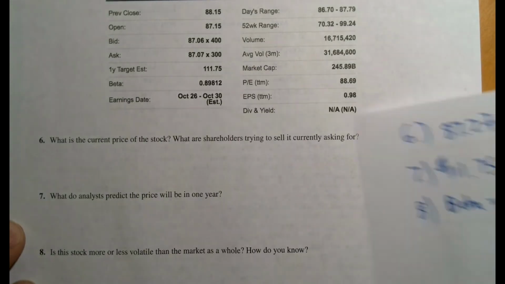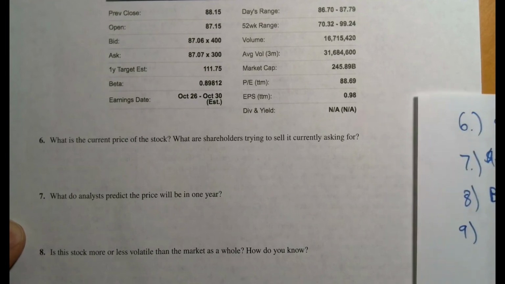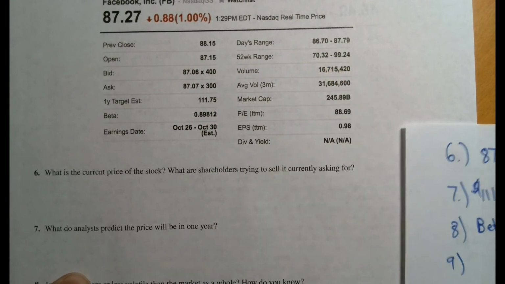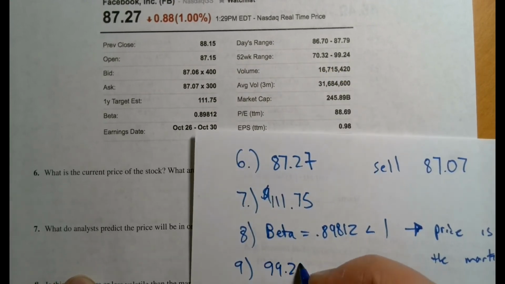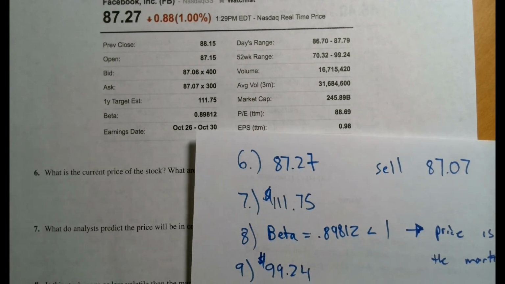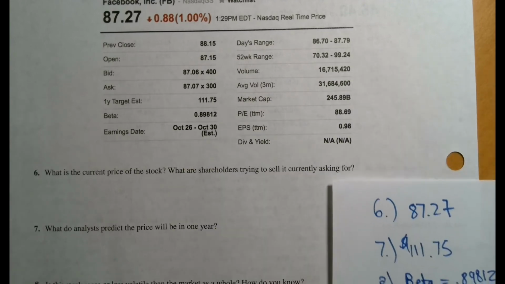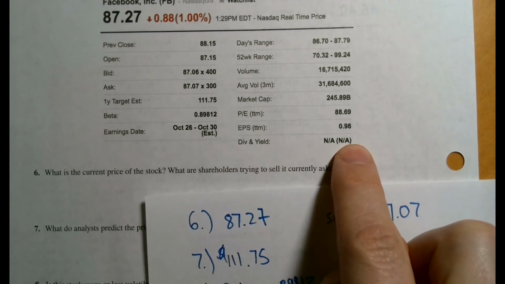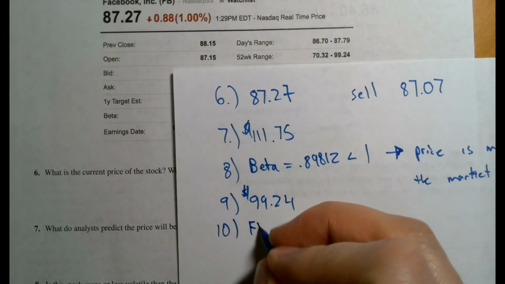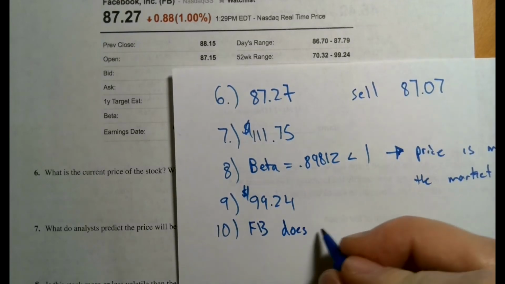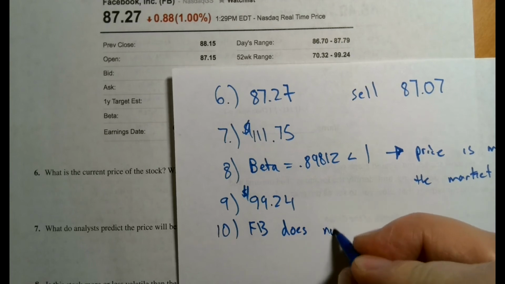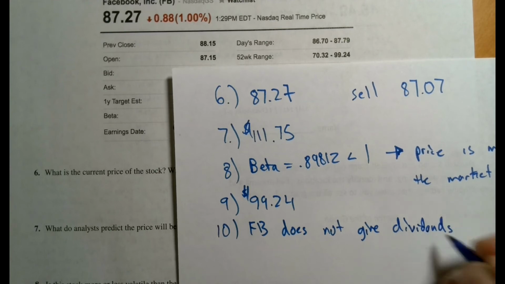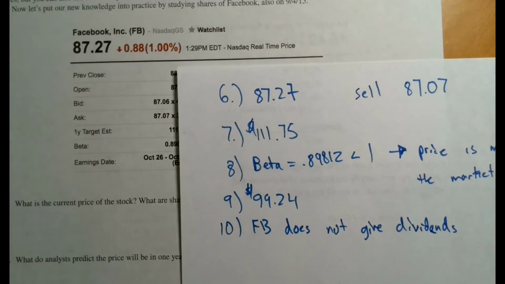Question 9 then says, what's the highest stock price in the last 52 weeks? So we go to the 52-week range, and the highest price that it was $99.24. And then question 10 says, does Facebook pay a dividend to shareholders? If so, how much? If not, how do you know? We go here, it says NA, meaning not applicable. So Facebook does not give dividends. That means the only way to make money off of owning the stock is to sell it at a higher price than what you paid for it.